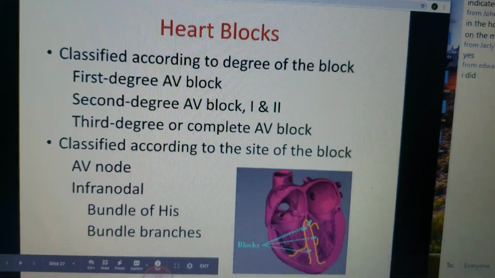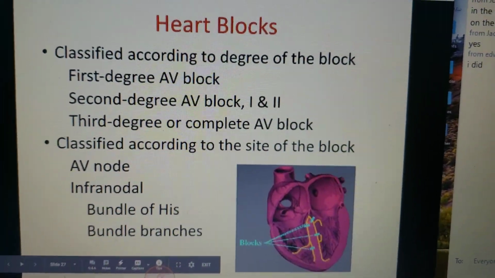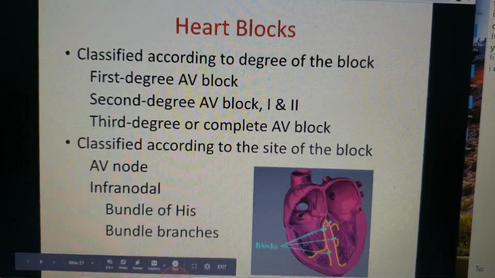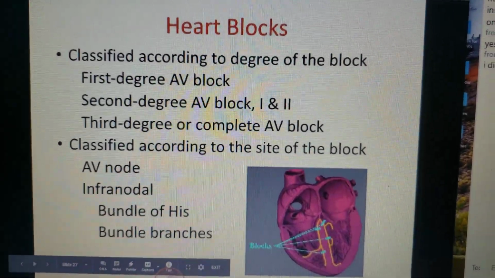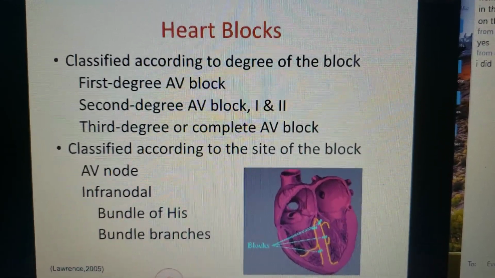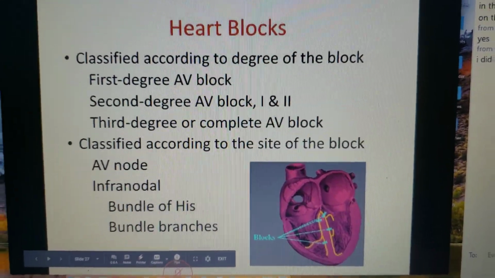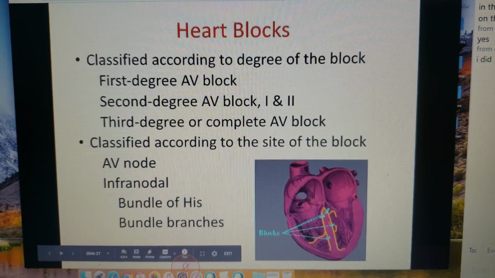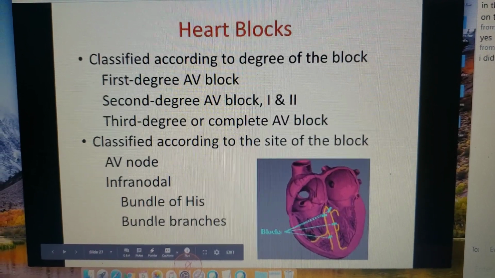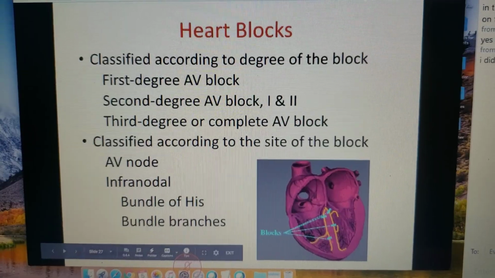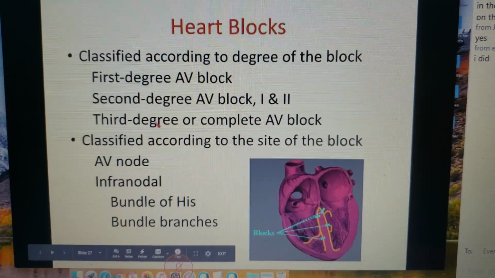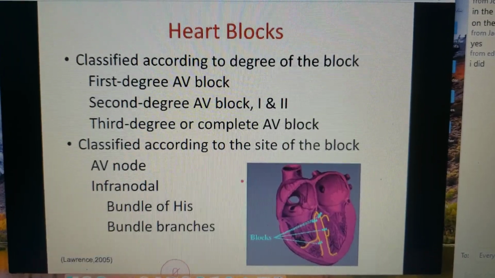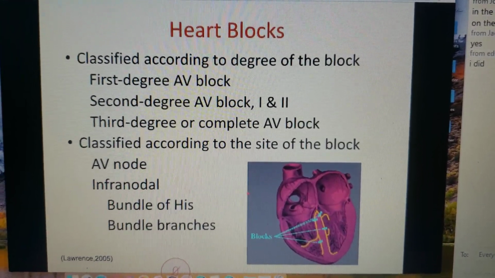When we deal with heart blocks, you have different degrees of heart blocks. So we have AV nodal heart block, where your AV node gets blocked. Then you come down, you have infranodal, within the node down here, a bundle of His, and then we have our bundle branch blocks. And when you get further down, higher degree blocks, you have a third degree, which is a complete block, which we'll talk about in a second.